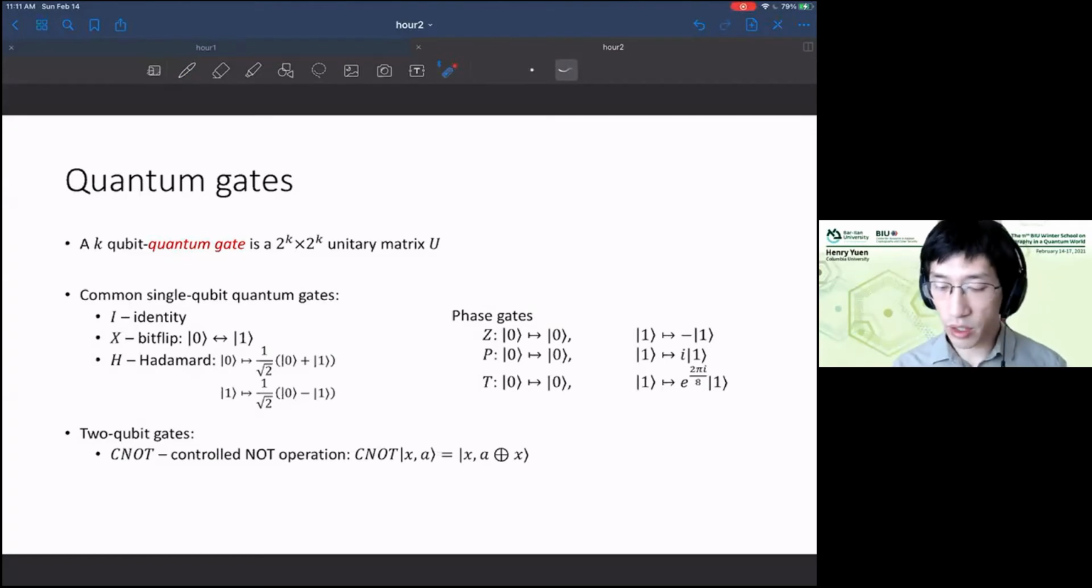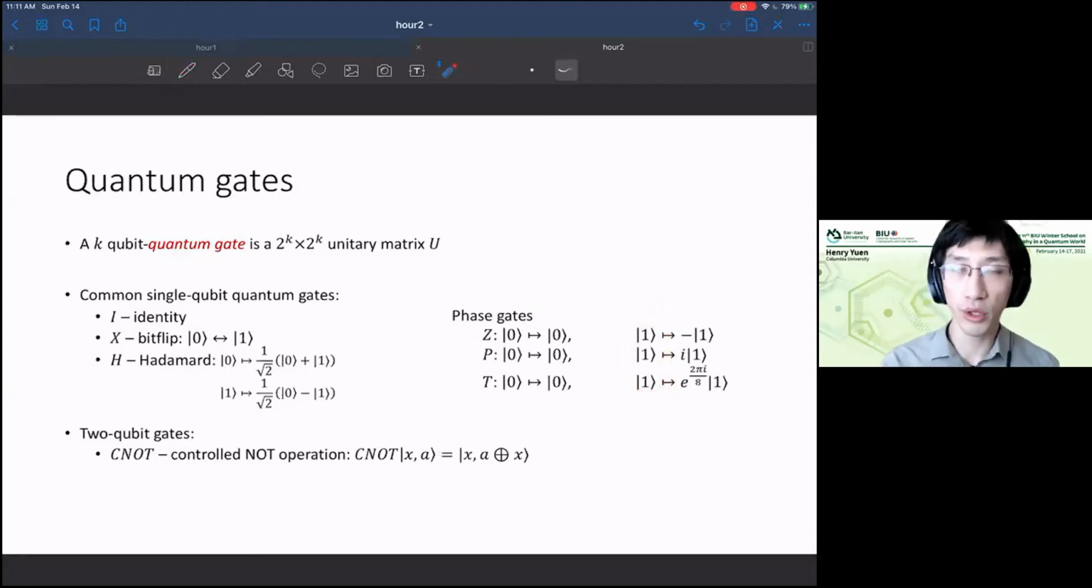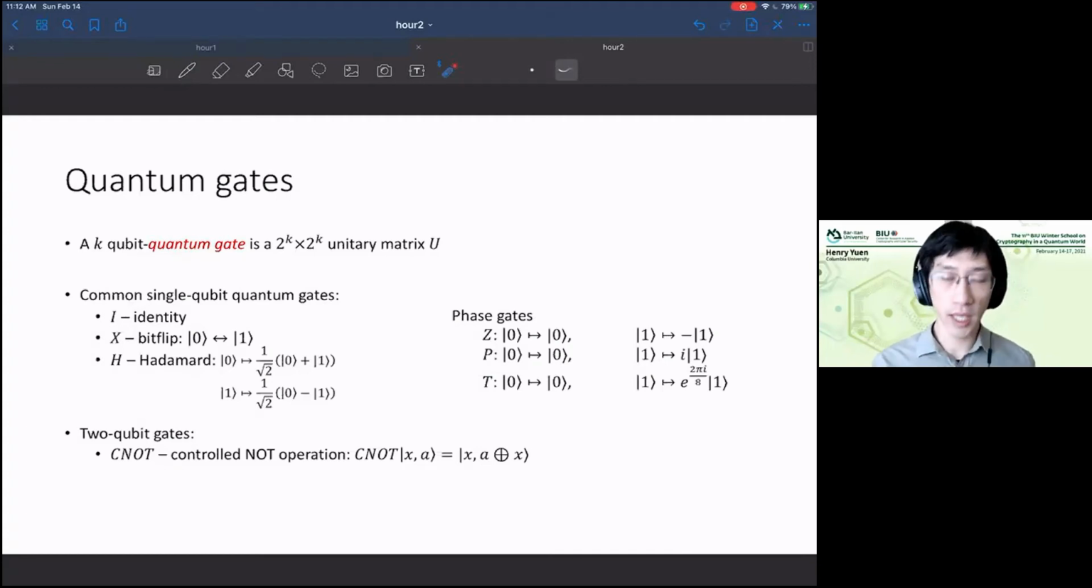Phase gates basically, what do they do? On the 1 state, they apply some phase, some root of unity in front. So the Z gate will put a -1 in front of the 1 state. This thing called the P gate, which is the phase gate, applies an i, a 4th root of unity. And this thing called the T gate will apply some other root of unity, this 8th root of unity. And they always leave the 0 state alone. Okay. So those are some very important single qubit gates that come up again. And the most important 2-qubit gate that we'll use is the CNOT gate, which we've seen.